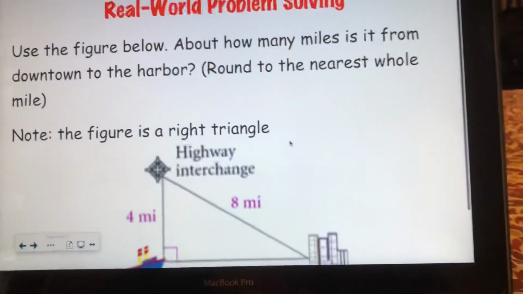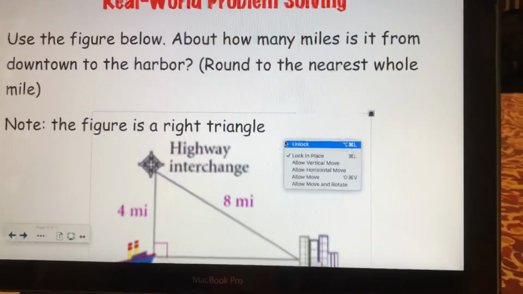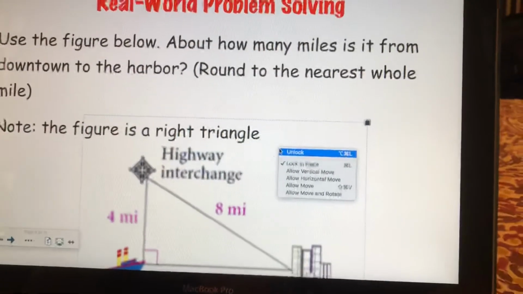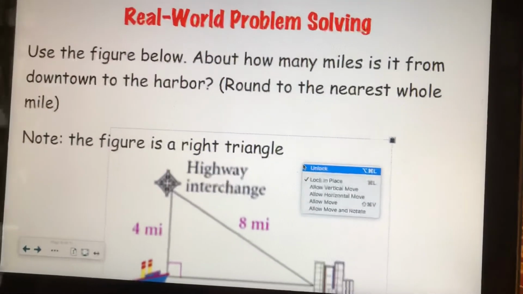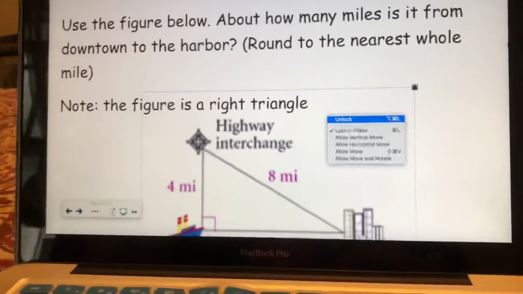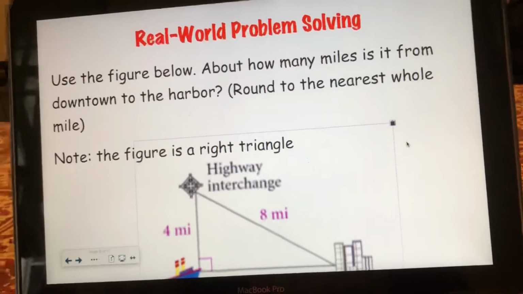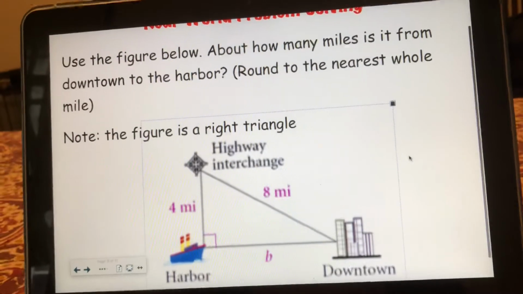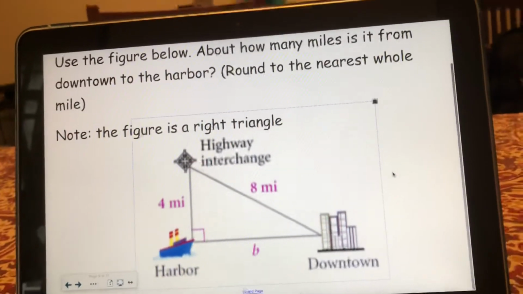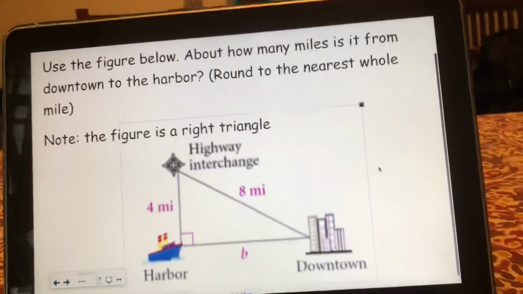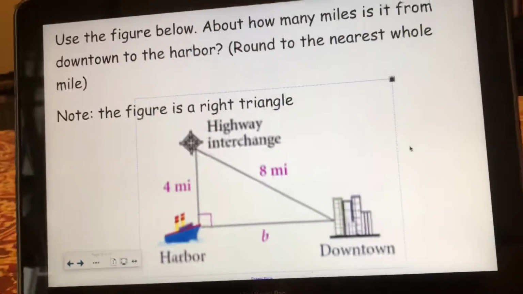So here we have a real world situation. It says use the figure below, about how many miles is it from downtown to the harbor, round to the nearest whole mile. So here I have my drawing.